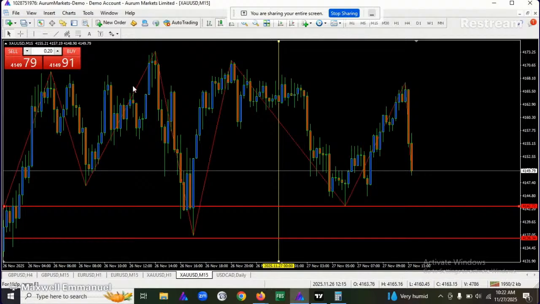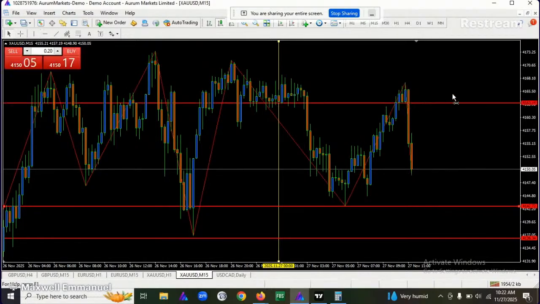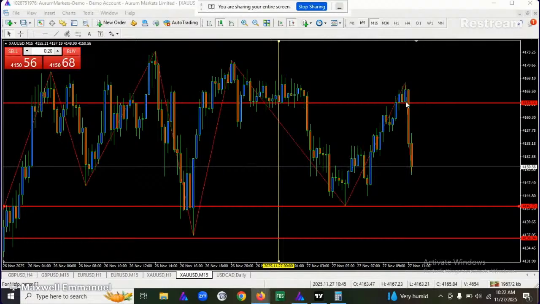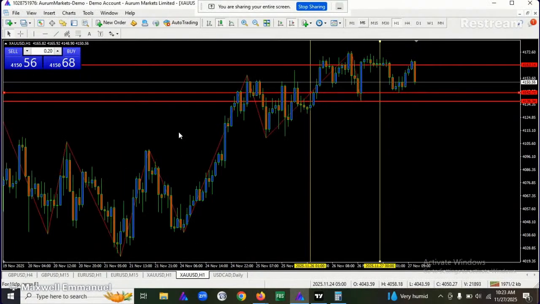Wow. Let's see if it will retrace back to this level. I missed it. I had a plan for gold, but I was distracted. So let's see if it will pull back to this level. Okay, I was distracted. Not bad.